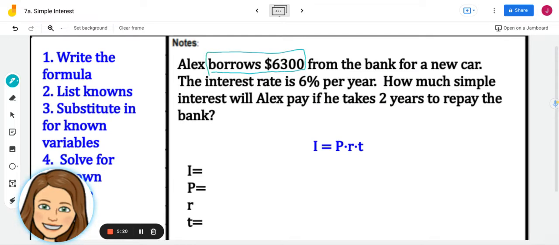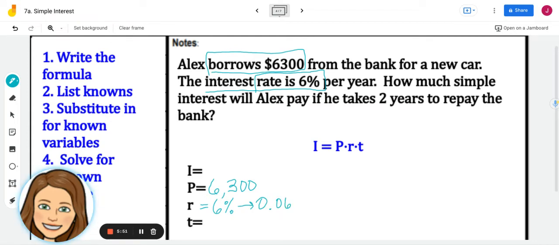Borrowing $6,300, excuse me. When you borrow, that's a principal action there. That's the amount that you need to take out. So that's your P. The interest rate is 6% per year. So our rate is 6%. What's 6% as a decimal? Hopefully you said 0.06. You got to move that decimal 2 to the left.